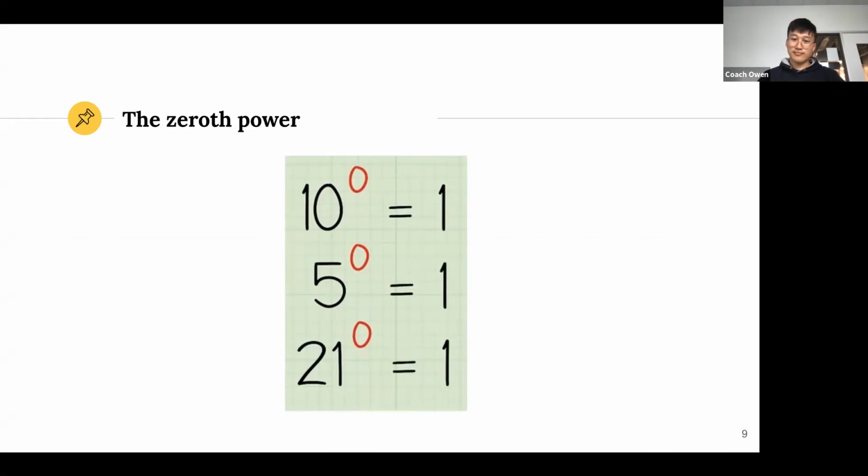So does anyone know then what 3 to the negative 1 would be? Kaden? 1/3. Why would it be 1/3? Because you would divide 1 by 3 again, and then you would get 1/3. Yep, perfect. So let's say you even had 3 to the 0 over 3 to the 1. You subtract the exponents, it's 3 to the minus 1. And also 3 to the 0 is 1, and 3 to the 1 at the bottom is 3, so it's just 1 over 3.